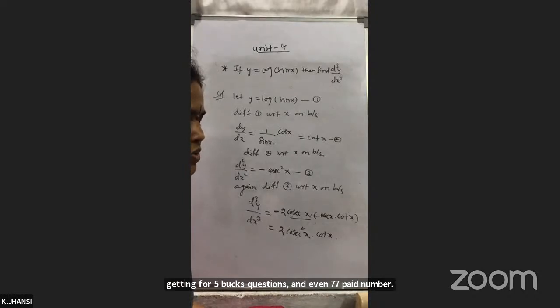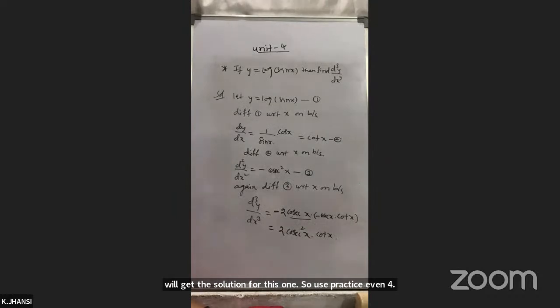if ax square plus 2hxy plus by square equals 1, then show that d square y by dx square equals to, that is asking the second order. Here dy by dx you get in the form of u by v. If you apply the u by v differentiation formula, that is 1 by v square into v du by dx minus u dv by dx, you will get the solution for this one.